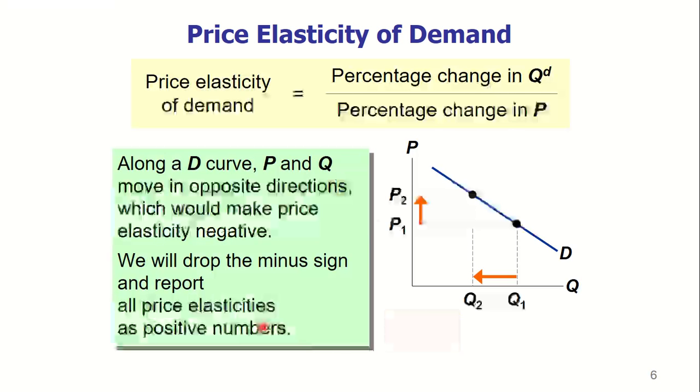Now, along a demand curve, price and quantity move in opposite directions, which would make price elasticity negative. Which makes sense because the demand curve is negatively sloped, as you can see here. If price increases, quantity decreases. So price and quantity move in opposite directions, and the demand curve is negatively sloped.